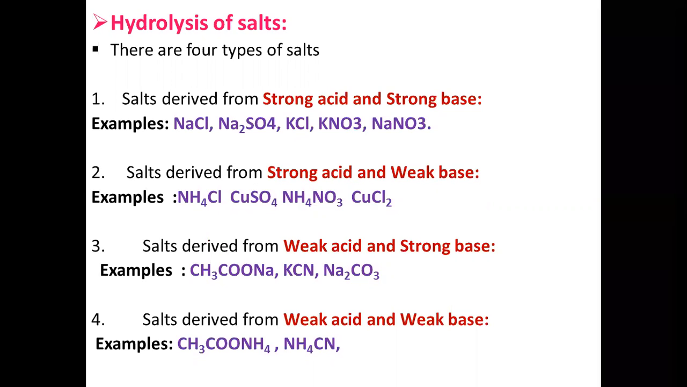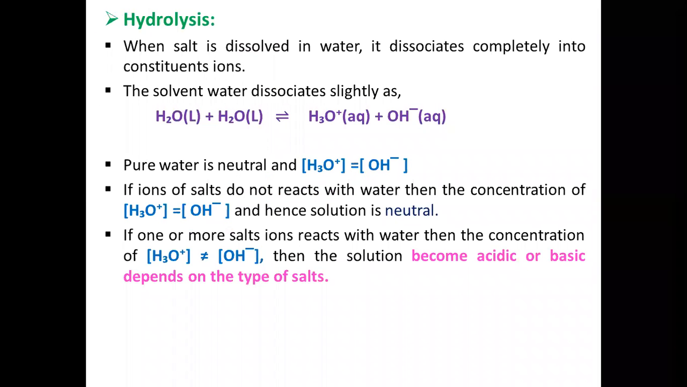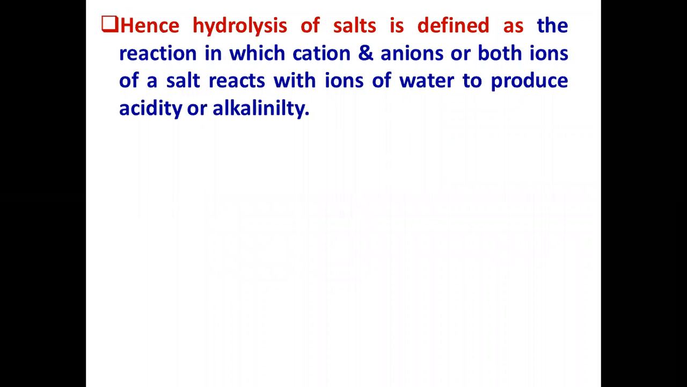Firstly, we discussed the definition of hydrolysis of salts, or the meaning of hydrolysis. As we know, hydrolysis means the breakdown of water and the salt molecules, or we can say the ions of salt, that means cations or anions, or both ions. If these ions react with the ions of water, so it produces either acidity or alkalinity. Then this type of reaction is called the hydrolysis of salt.